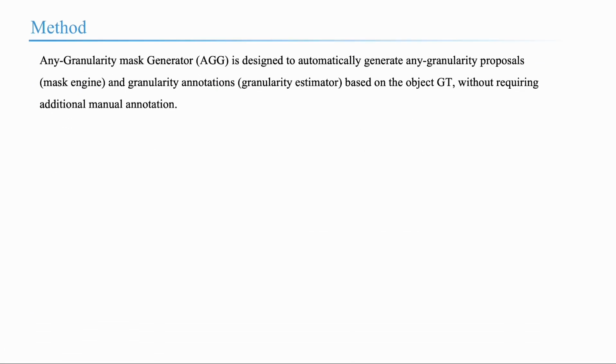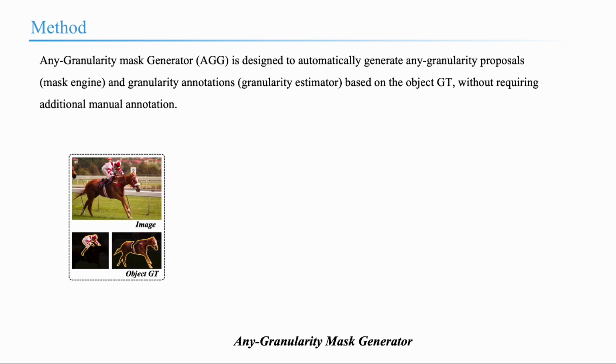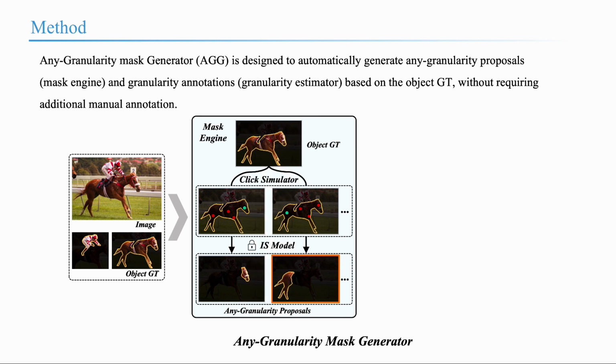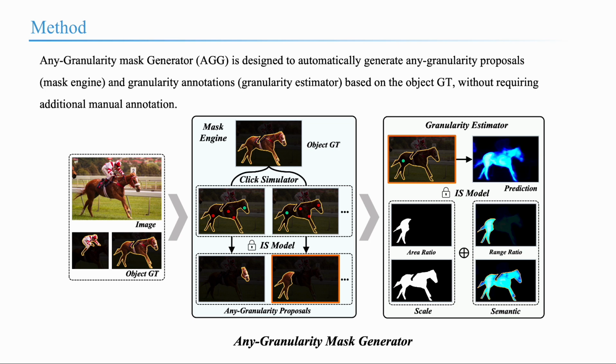Nevertheless, the exorbitant cost of annotating multigranularity masks and the lack of available datasets with granularity annotations make it difficult for models to acquire the necessary guidance to control output granularity. To acquire any granularity masks and granularity annotations at a low cost, we design an any granularity mask generator that is fully automated and does not require any additional manual annotation.